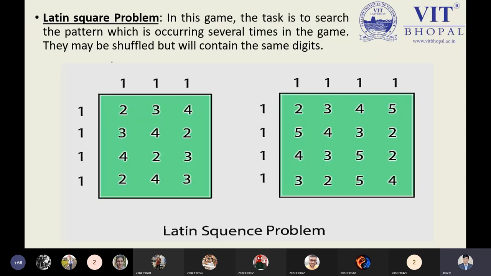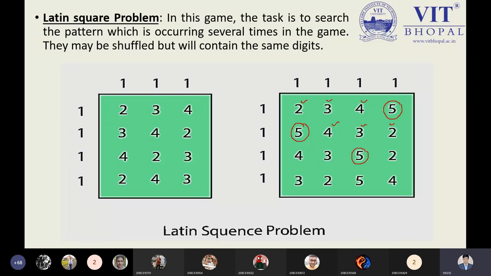If you are looking at my observation, I am also looking at your observation. 2, 3, 4 we have. This 5 is also added. Okay. So 4, 3, 2 we have. These are shuffled. 4, 3, 2 are shuffling. 5 is also added. So if I'm adding one more number, okay, shuffling is also possible. Next one is 4, 2, 3.